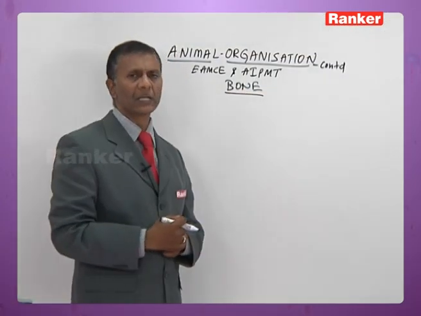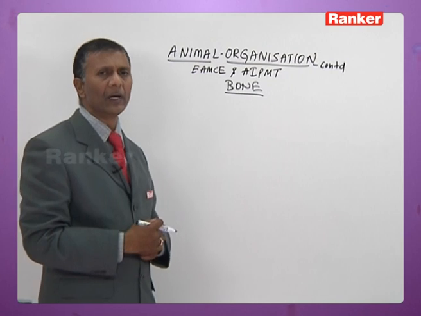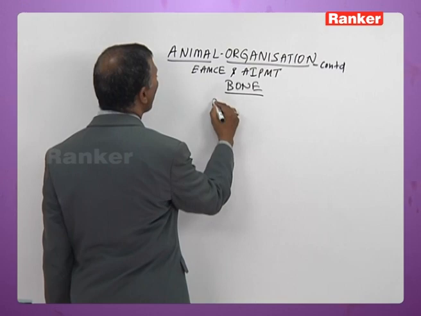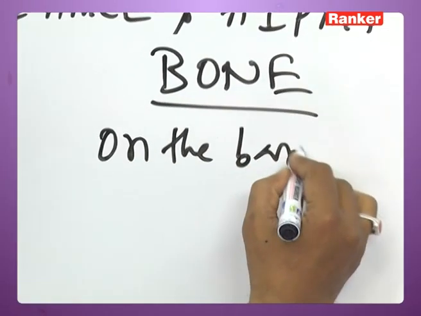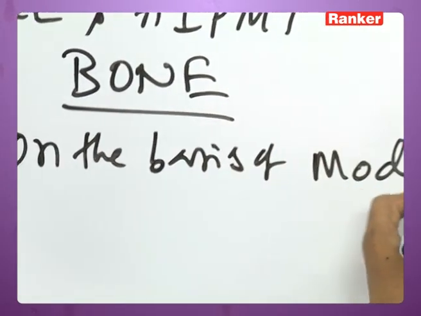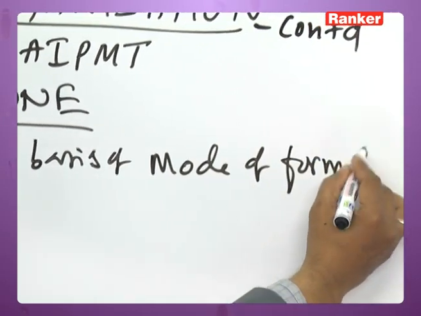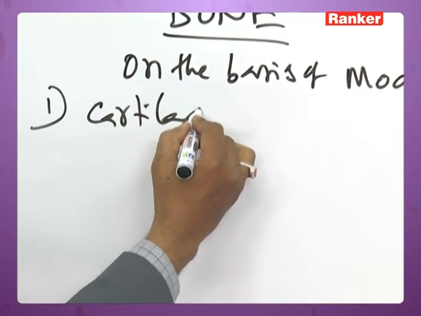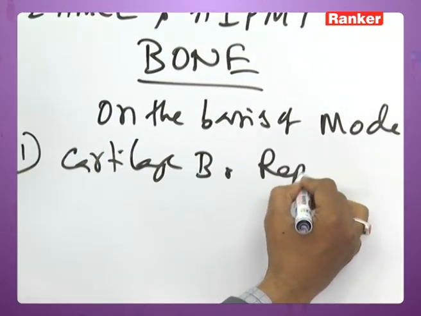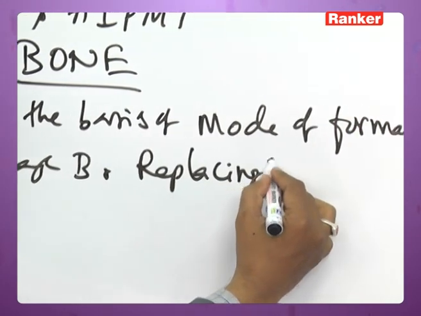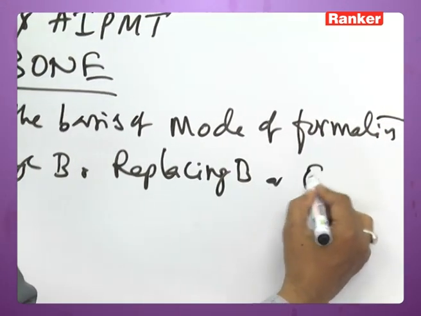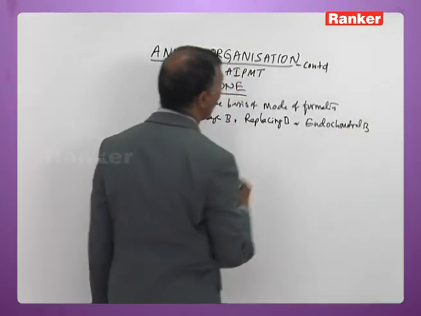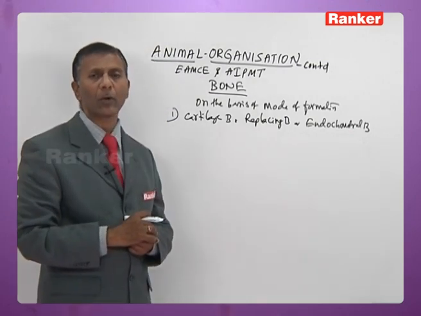Another type of supportive connective tissue is the bone. Now first we shall talk about the classification of bones. Bones on the basis of mode of formation are divided into number 1, cartilage bone or replacing bone or endochondral bone.